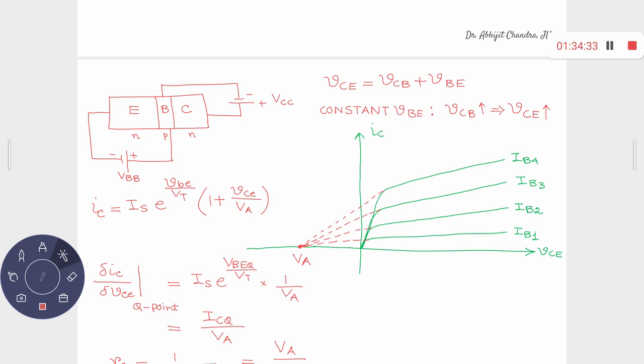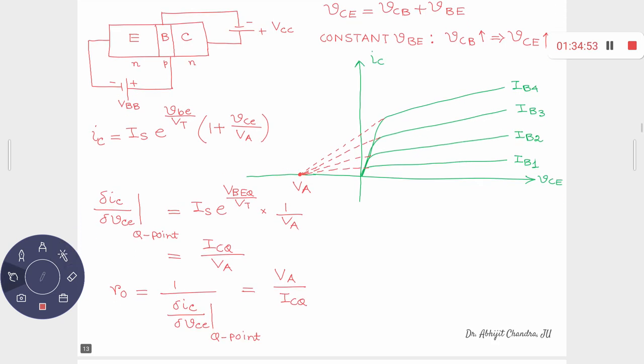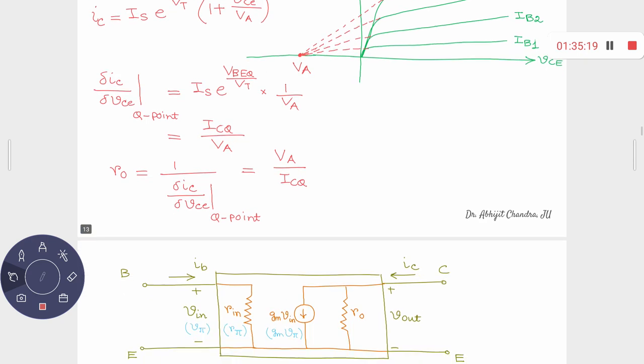So IC depends upon VB. Already you have seen that dependence of IC with respect to VB. And then the dependence of IC with respect to VC is measured by finding del IC upon del VC at the Q point, the quiescent point. If you do this calculation, you'll see that this comes out to be ICQ upon VA. And 1 upon this is nothing but the output resistance of the transistor itself, represented by VA upon IC. Now with these three elements, R in, second one is gm V in, which is a voltage dependent current source, and then finally R naught, these three elements ultimately give rise to the complete model.